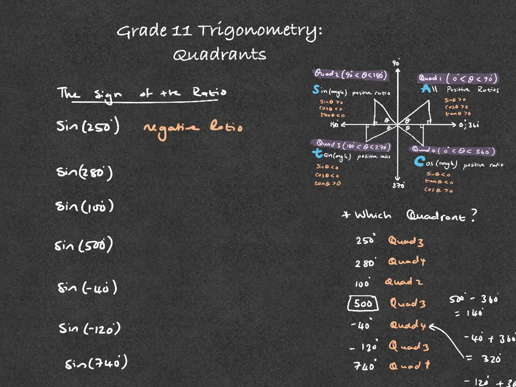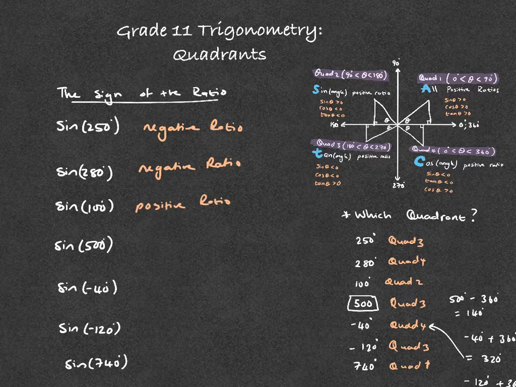All right, next up, sine 280 degrees. Sine 280 degrees, which quadrant is that in? So that is in the fourth quadrant. So would sine be positive or negative in the fourth quadrant? Only cos is positive in the fourth quadrant. Sine will be negative. So it will also have a negative ratio. Hopefully that makes sense. Sine of 100. Where can you locate sine of 100? In the second quadrant. What happens is in the second quadrant, sine has a positive ratio, cos and tan are negative. So that would mean sine of 100 will have a positive ratio.